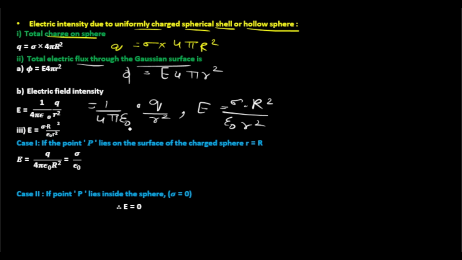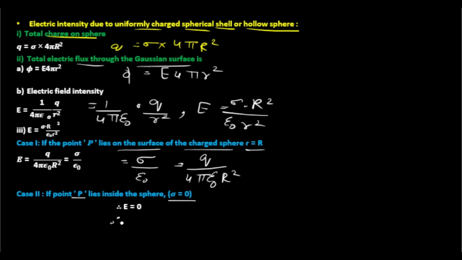First, we are going to see it case by case. Case 1: if point P lies on the surface of the charged sphere, r is equal to R. So we get here sigma by epsilon naught, which is Q by 4 pi epsilon naught R square. If point P lies inside the sphere, sigma is equal to 0. Therefore, E is equal to 0.